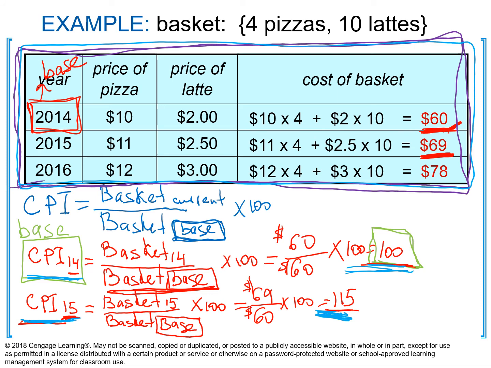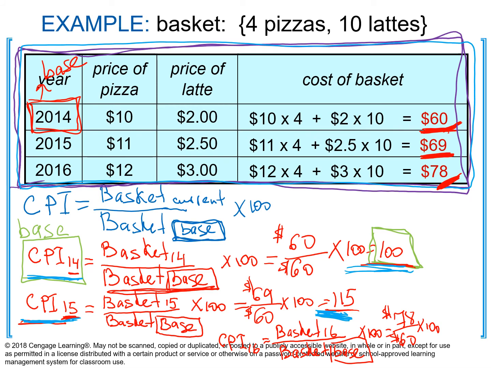And the very last one, I'm not sure where I'm going to find a space over here. I'm going to put over here CPI for year 2016. Remember, this is basket for the current year. Current year is 16, divided by the basket of the base year. I all the time put base year over here, multiply by 100. So basket for year 2016 was 78. Basket for our base year is $60.